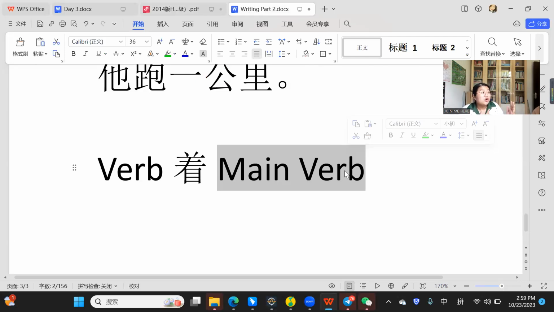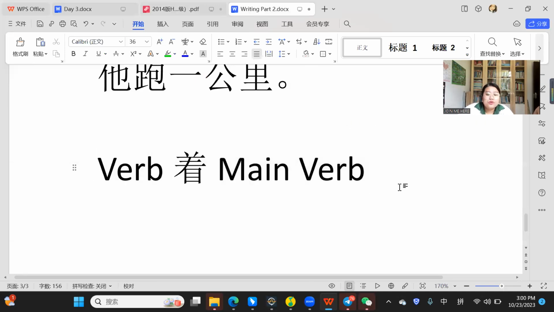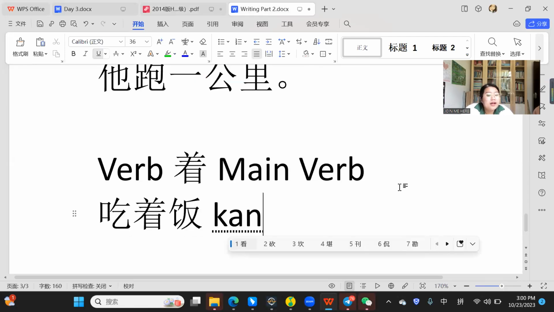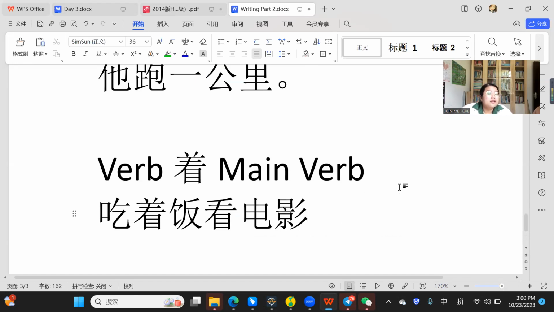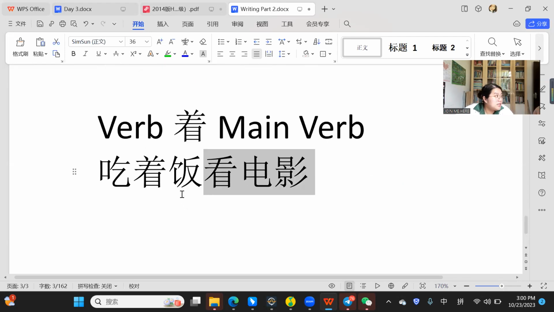For example, right now we are talking. How are we talking? Sitting and talking, right? So we can say 坐着说话. And we can also say 站着说话. It means we are talking and the way we do it is standing. So this verb is describing how the main verb is done. So 吃着饭看电影. The main verb is watching a movie. But how do you watch the movie? Sitting, lying, eating, something like that.